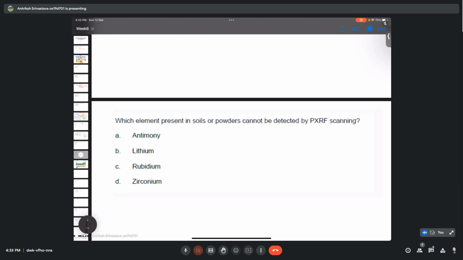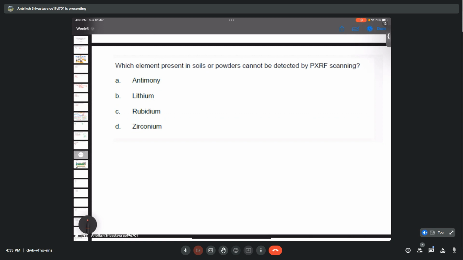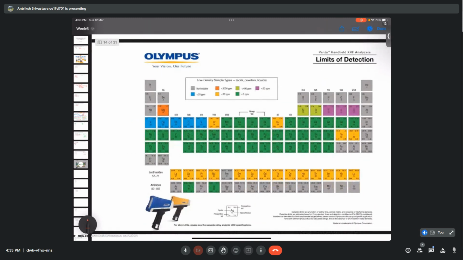I'm not saying that is the answer, but that might be the reason because of which PXRF is not able to scan. It can be one of the reasons that we cannot excite the electron. Another is that the radiation emitted by the electron movement from the higher shell to the lower shell is beyond the X-ray range. One of the two things can happen. So we can refer to the periodic table that was shared with us in the PPT.